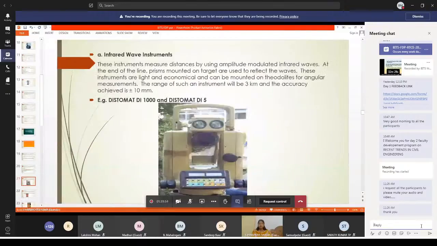Coming to the first one, infrared instruments. These instruments measure distances by using amplitude modulated infrared waves at the end of the line. Prisms mounted on the target are used to reflect the waves. These instruments are light and economical and can be mounted on theodolites for angular measurements. The range of such an instrument will be 3 km and the accuracy will be plus or minus 10 mm. Examples of infrared wave instruments are Histomat DI1000 and Histomat DI5.